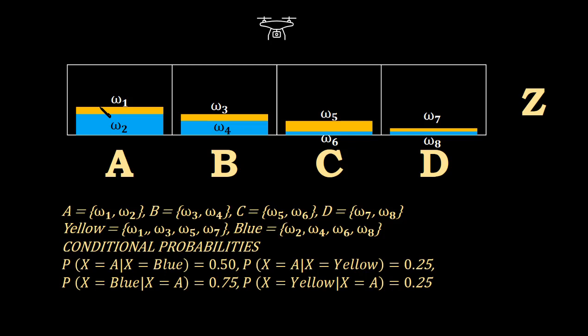So, given that we know it landed in A, what's the probability that it landed in blue area? Well, it's 75%. You have these areas, we have 300,000 people, and in this area 100,000 people. So that's 75% or 0.75. What's the probability that it landed in yellow, given that it landed in A? Okay, it's 25%. If this one is 75, then this one is 25, to add to 1.